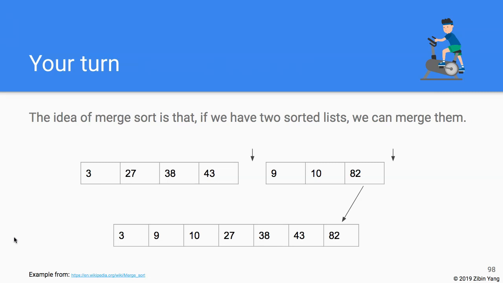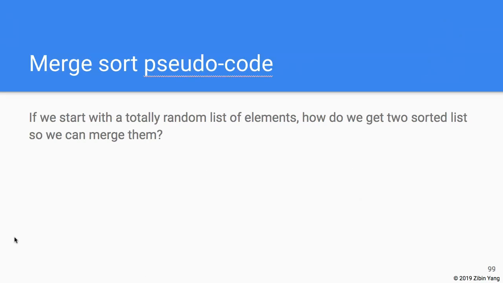So now that we've seen how the merging can be done, the question is, when we want to sort a list, we don't come with two sublists that are already sorted, right? We start with a list of totally random elements. So how do we get two sorted lists so we can merge them? Well, you might want to pause and think a little bit on your own how to do this. The answer is actually not that hard. And if you need a hint, I'll say think recursion.